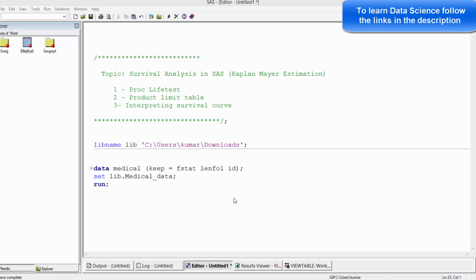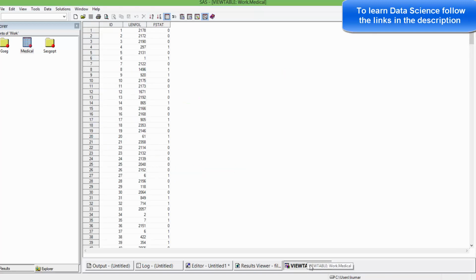For this illustration, I have taken a medical data set. There are 500 patients who have gone through medication and the medical authority wants to know how many of them are surviving beyond a certain period.